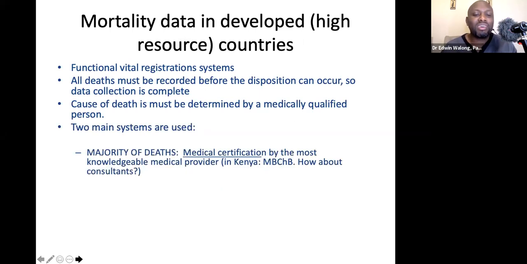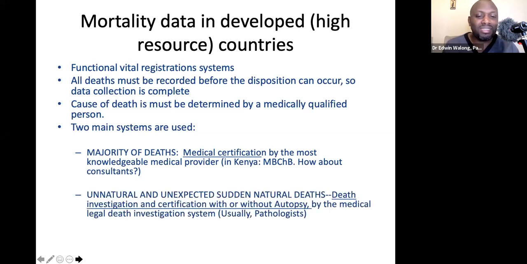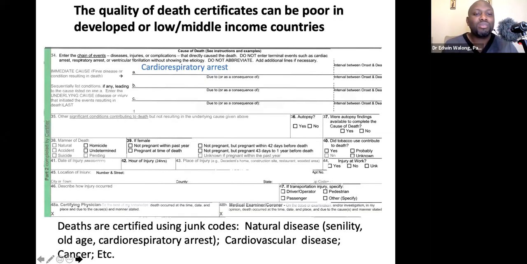If you look at our system, usually the most junior doctor is the one who certifies most deaths, and I know clinical officers also do the same job in certain parts. We expect that unnatural deaths will be certified by a pathologist in a medical legal system. I know we also do not have a properly organized medical legal system. So the end result is that most death certificates will have this as a cause of death. There are definitely many reasons for this.